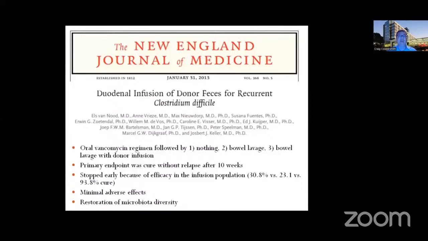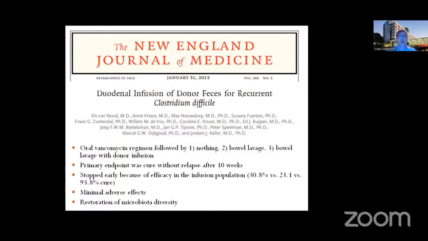So this is nearly a decade old now. This is really what got us talking about stool transplants. Duodenal infusion of donor feces for recurrent C. difficile colitis. Note, this is not ICU patients. These are non-ICU patients, but people with recurrent C. diff. And they were treated with either oral vancomycin followed by bowel lavage, or oral vancomycin followed by stool transplant, with the primary endpoint being cure after 10 weeks. And the study was stopped early.